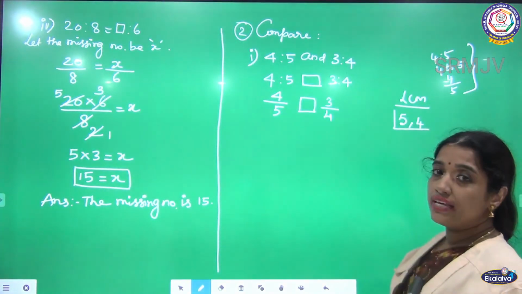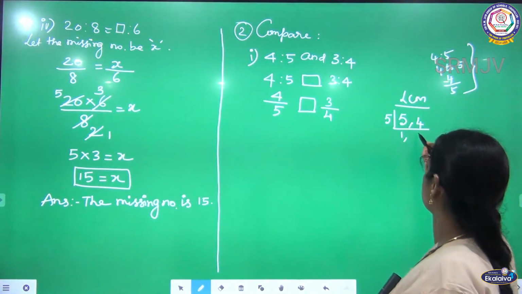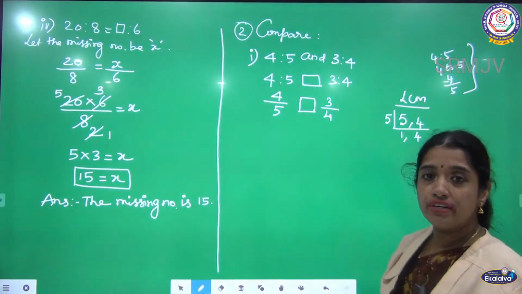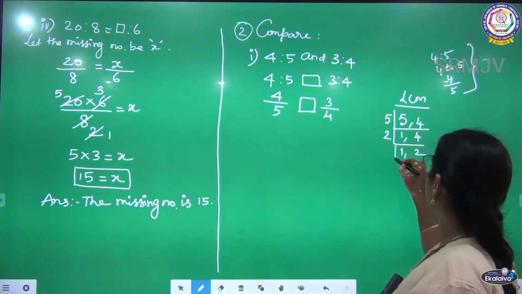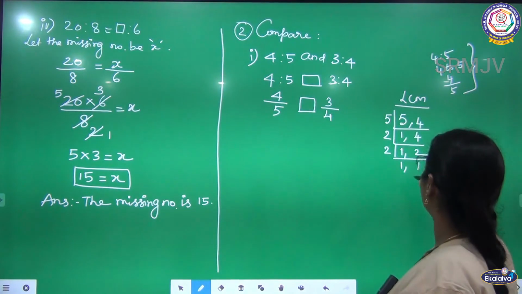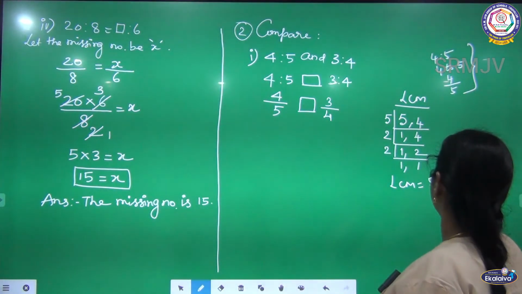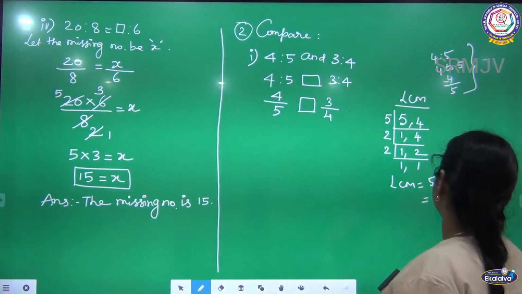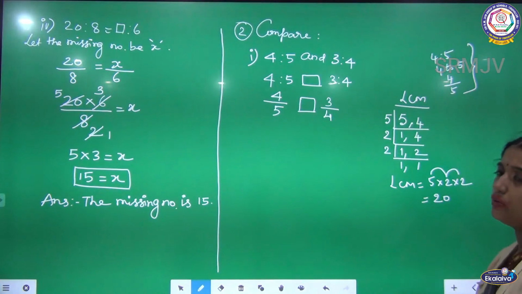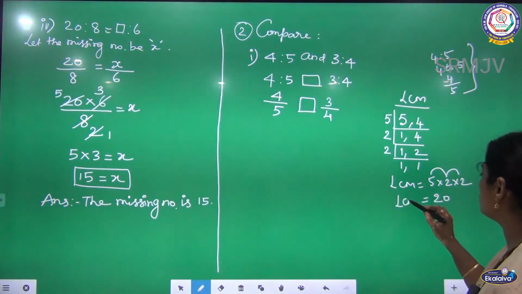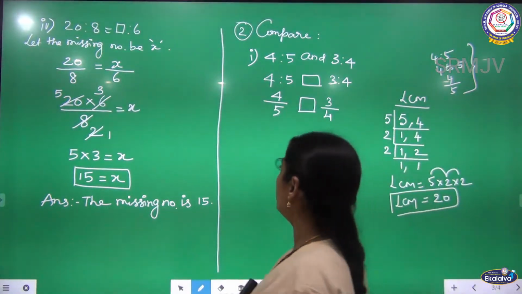Now listen, 5, 4. Using prime numbers, I have to find the LCM. 5 1s are 5, and 4 is there. Now 2 1 2. Next 2 1 1. So your LCM is 5 into 2 into 2, which is 20. Clear? 5 2s are 10, 10 2s are 20. So your LCM is 20.